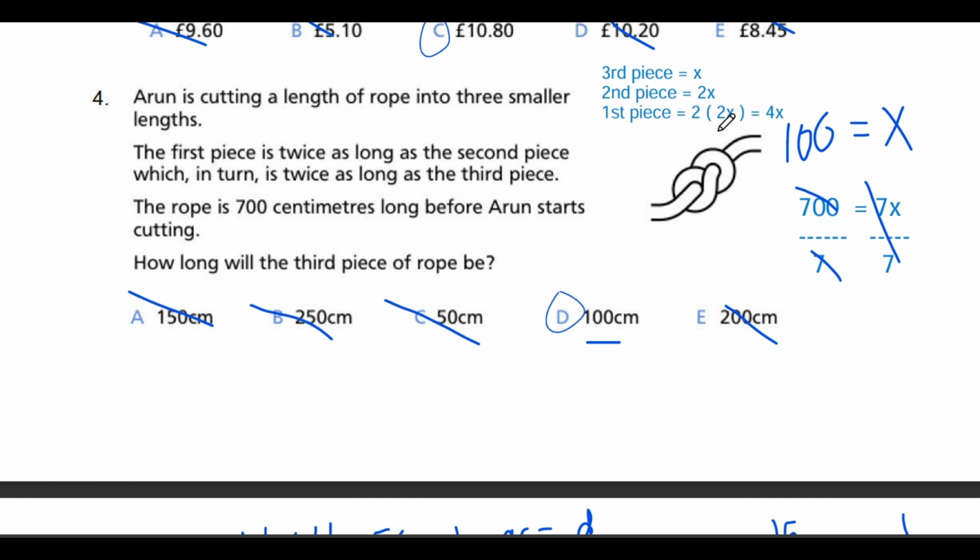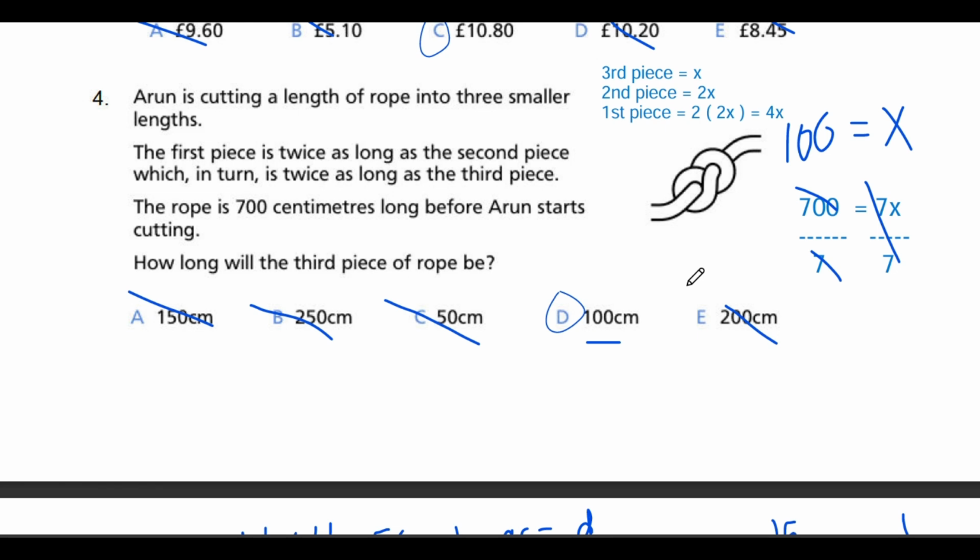or 2x. The first piece is twice as long as the second, so its length is 2 times 2x equals 4x. The total length is the sum of the three pieces, 4x plus 2x plus x equals 7x. We know the total length is 700 centimeters, so 7x equals 700 centimeters. To find x, which is the length of the third piece, we divide 700 by 7. X equals 700 divided by 7 equals 100 centimeters.